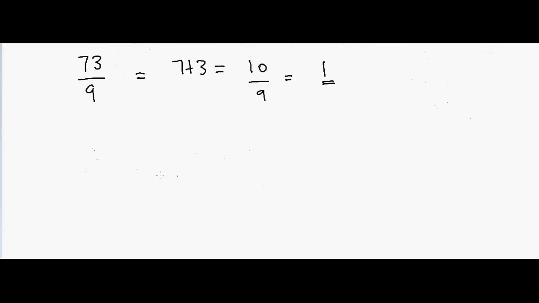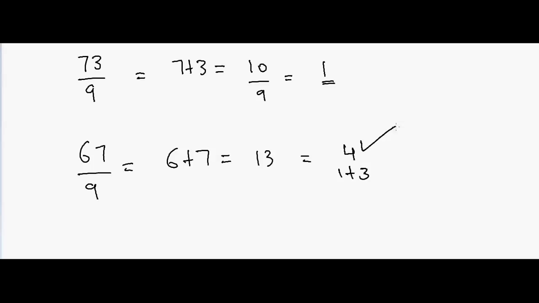Again, if I have 67 and I want to divide by 9, in that case 6 plus 7 is equal to 13, and again 1 plus 3 is equal to 4, so the remainder is 4. Another way is to look at 13 divided by 9, in that case you will also get 4. So if you divide 67 by 9, the remainder should be 4.